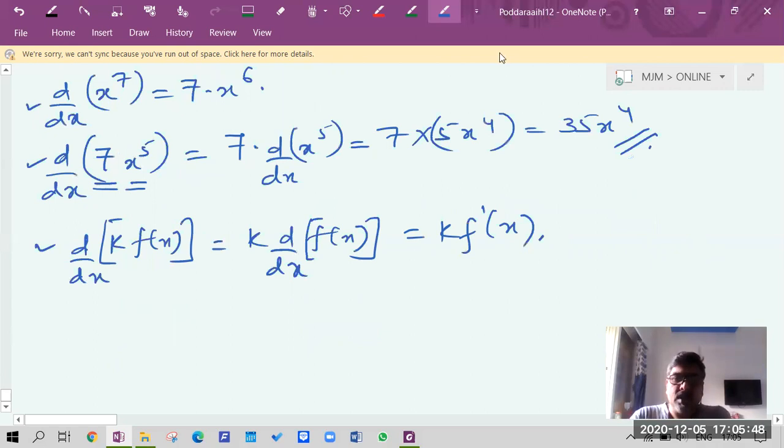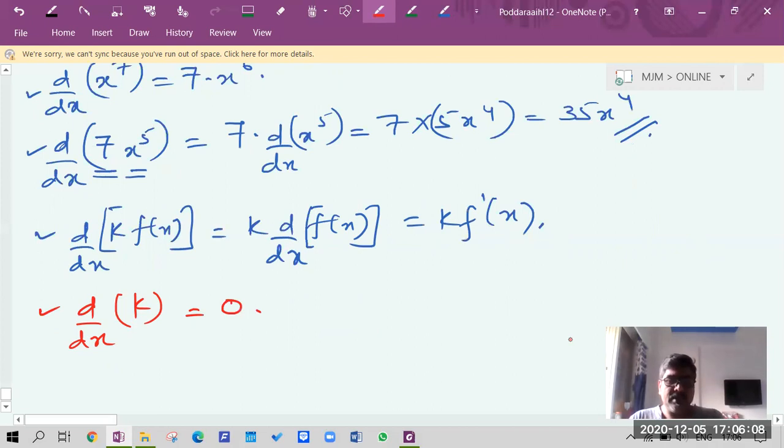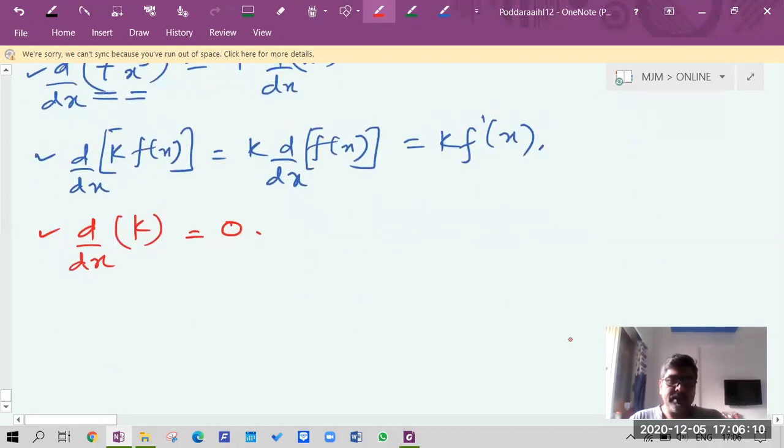Now, further on, when you see derivative of a constant, so as we say, what is derivative? Derivative is change in y with respect to change in x. But when a constant is there, how can there be a change? So derivative of constant is 0. You can remember it that way, right?